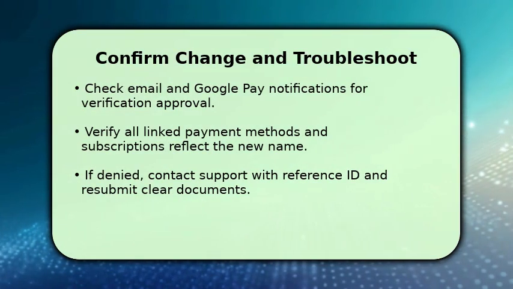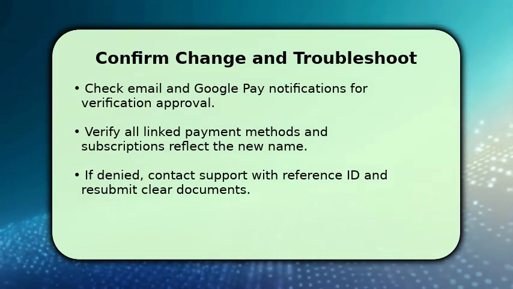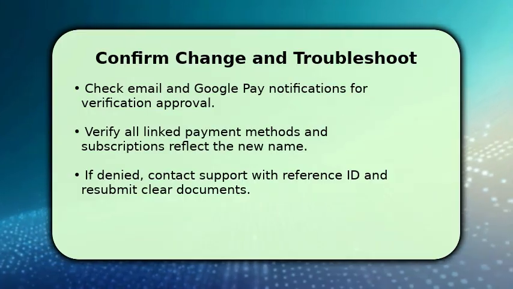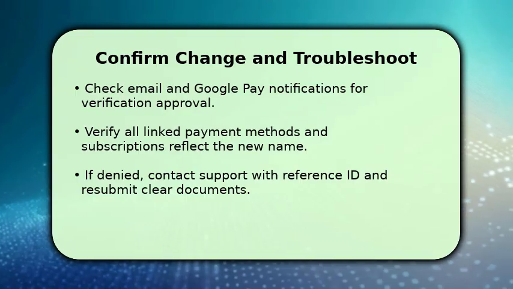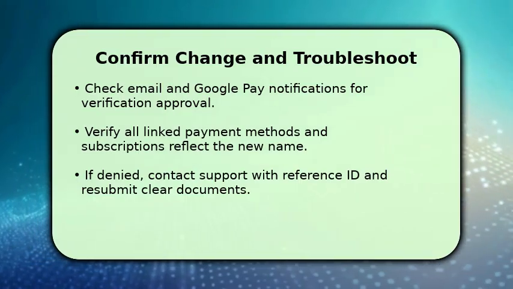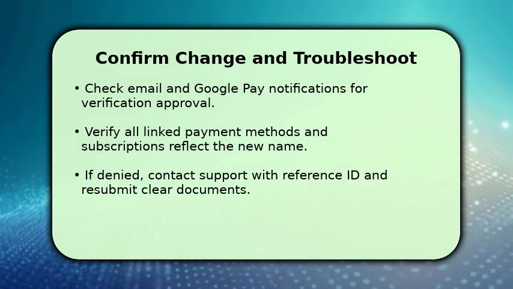Once you submit, watch for a confirmation email or notification in Google Pay indicating approval. Make sure linked cards and recurring payments show the new name. If the change appears in Google account but not in a bank-controlled card, follow up with the bank.